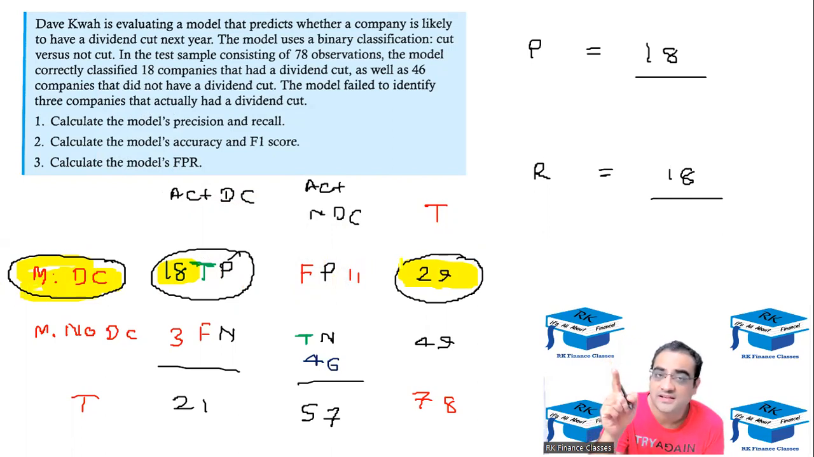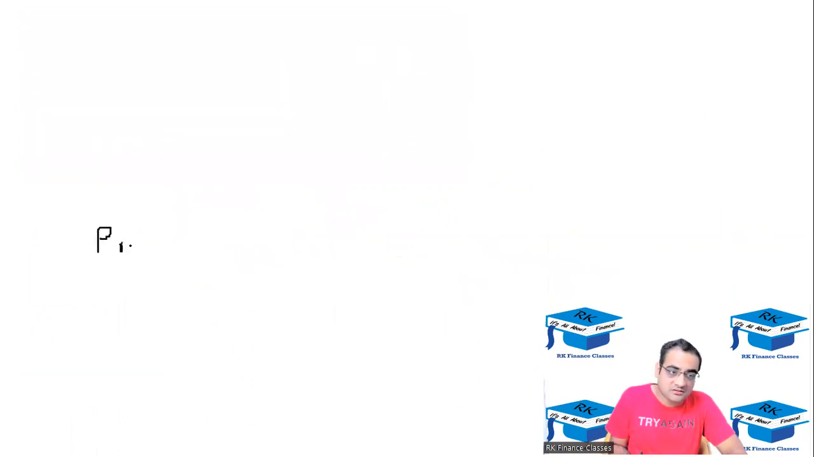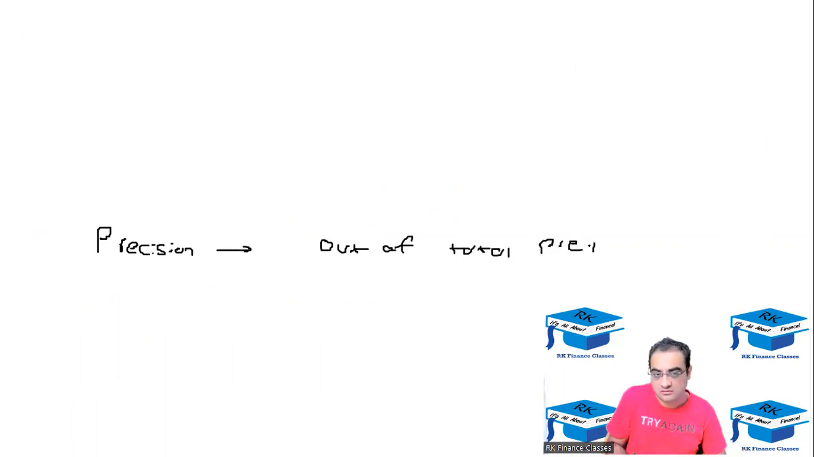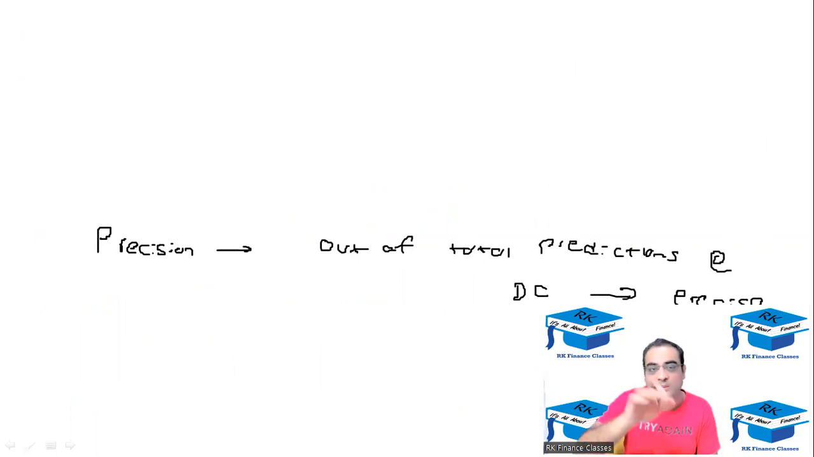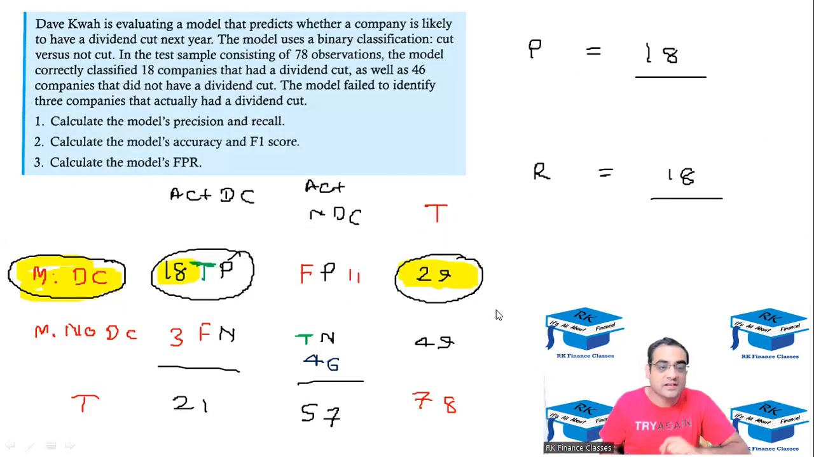So the precision of the model is: of the 29 defaults predicted by the model, how many were actually defaults. Precision is, out of the total predictions about default or dividend cut, how much was precise? Sorry about my bad handwriting. There were a total of 29 predictions that the model made about the dividend cut, out of which the model was right 18 times. So 18 divided by 29 is called the precision.